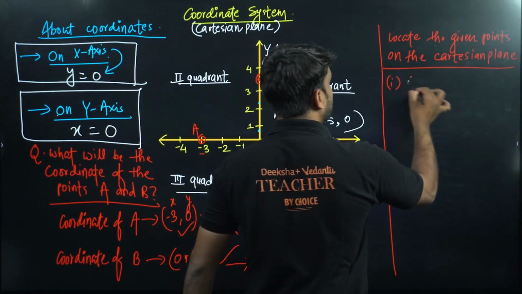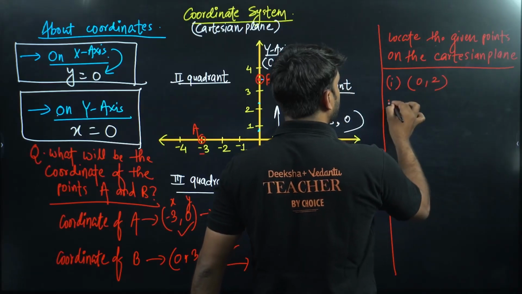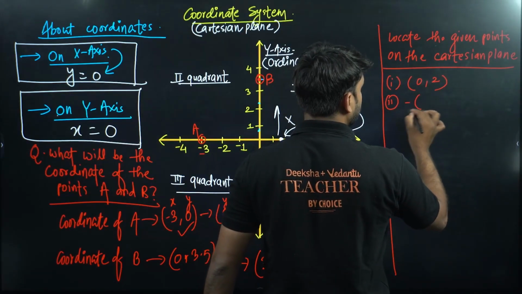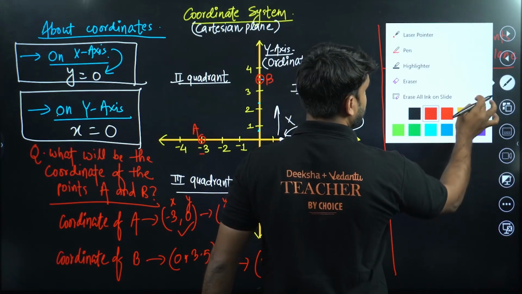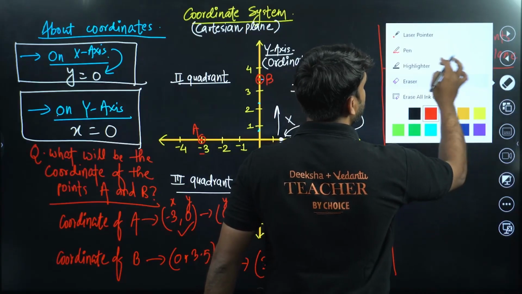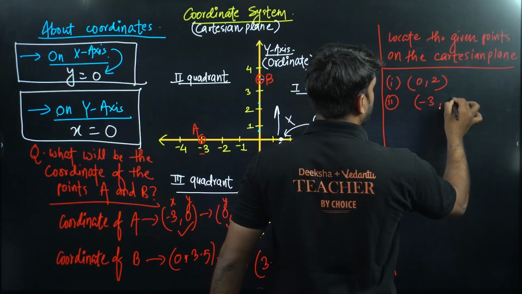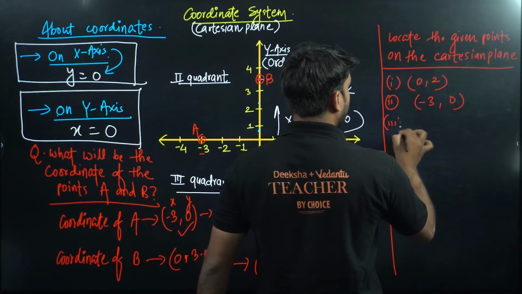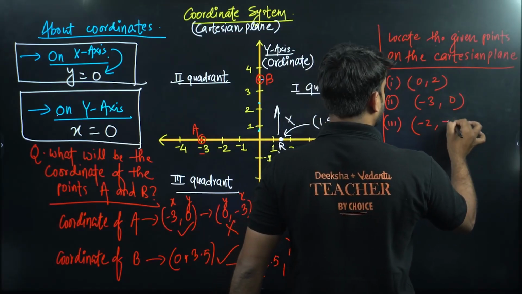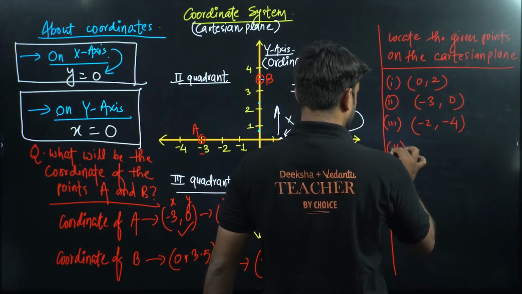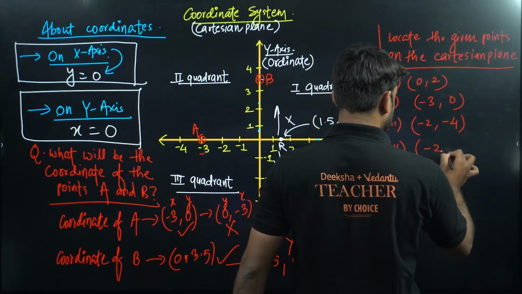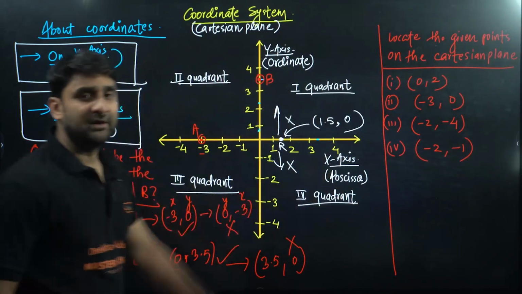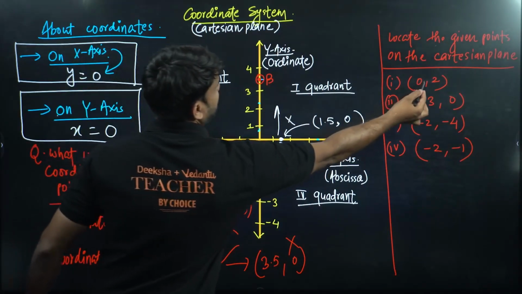The first point is (0, 2). Second point is (-3, 0). Third coordinate is (-2, -4). Fourth coordinate is (-2, -1). Let's locate these points. So (0, 2): x is 0, y is 2.